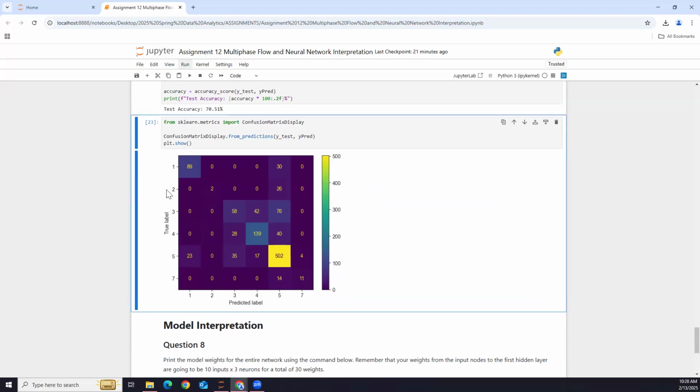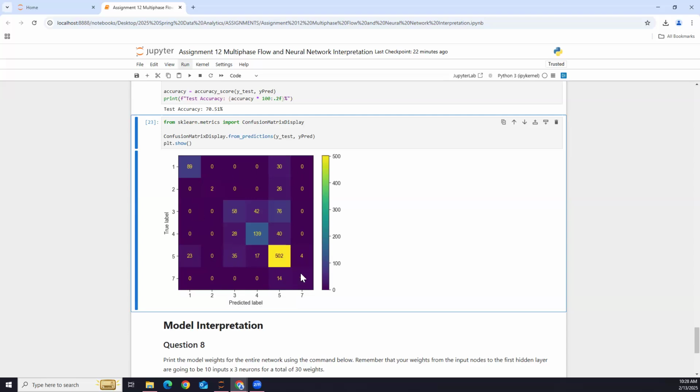So looking at this confusion matrix, I have my true labels on one axis of the matrix, and the predicted labels on the other. And you can see that when the true label was a value of 1, it got it right quite a few times, but then it also misclassified it as label 5 quite a few times. On the other hand, when the true label was a value of 4, it misclassified it as label 3 a few times, got it right about 139 times, and misclassified it as label 5 about 40 times.